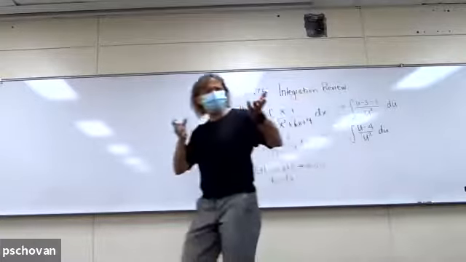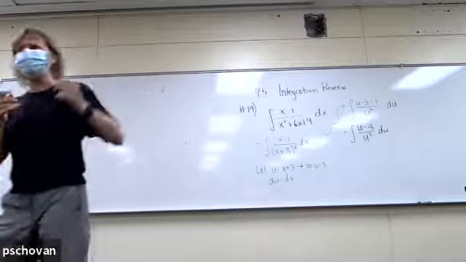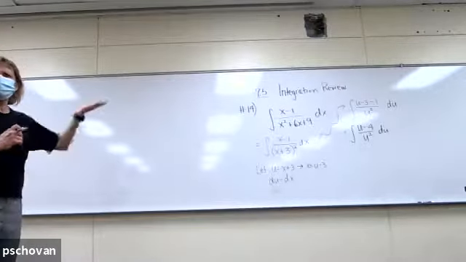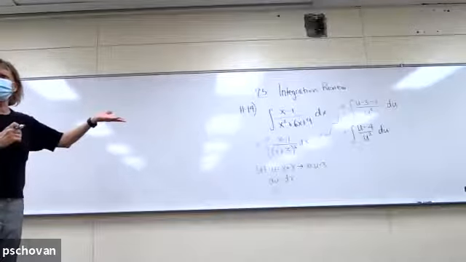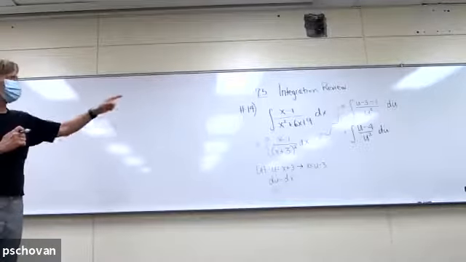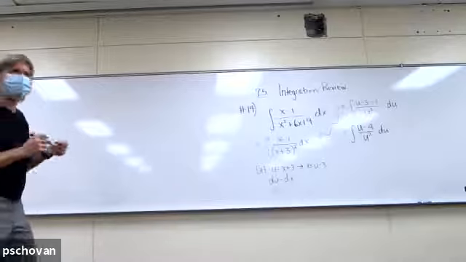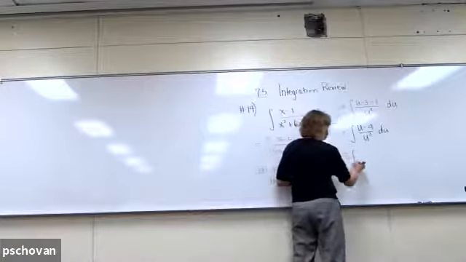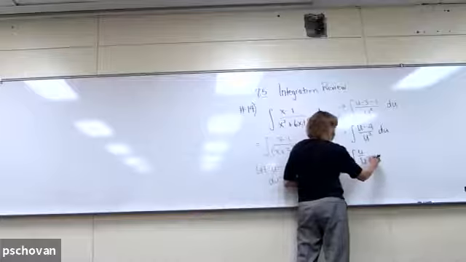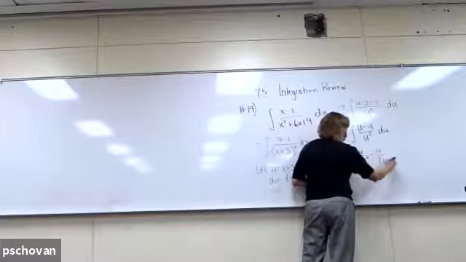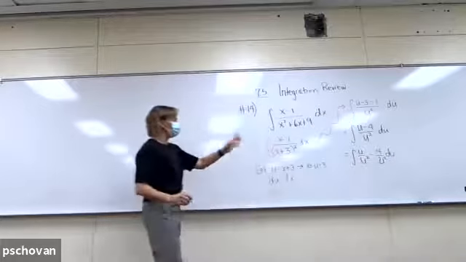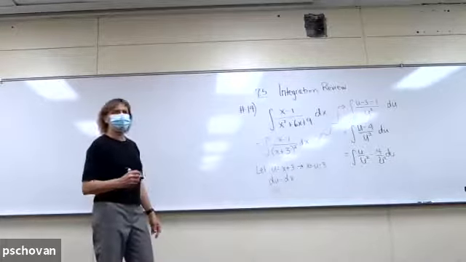Does that look like something you can do? How do I proceed from here? Split the fraction. I've got two fractions with a common denominator of u squared. So I can write that as u over u squared minus 4 over u squared. Simplify a bit, and then I can integrate. So what I'm going to integrate is the 1 over u minus 4u to the negative 2.